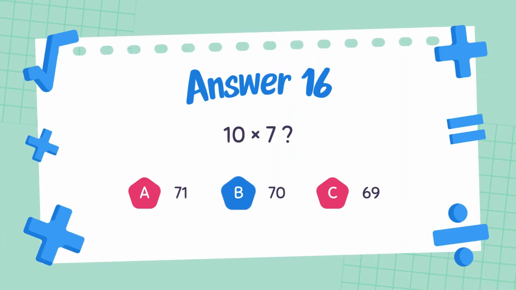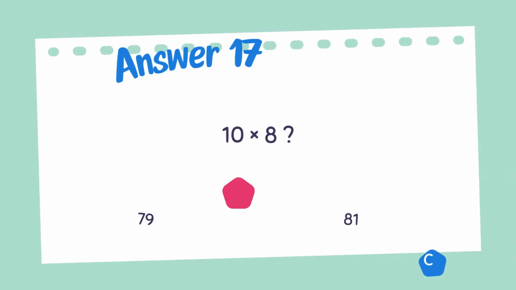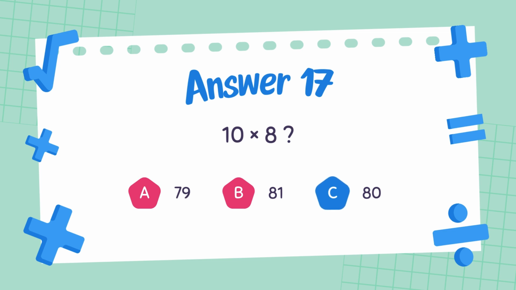Amazing. Question 17. What is 10 times 8? Is it A, 79, B, 81, or C, 80? The answer is C, 80.